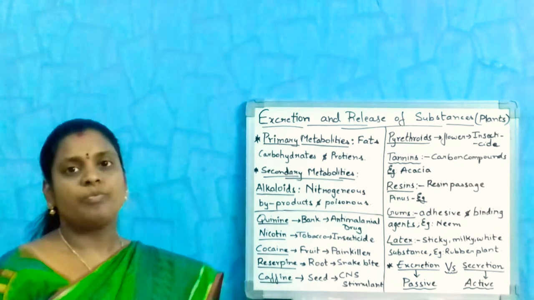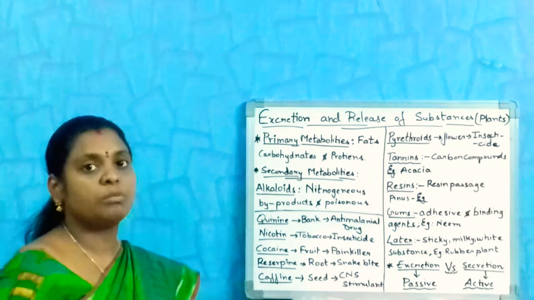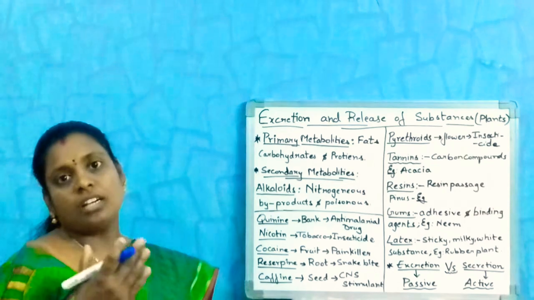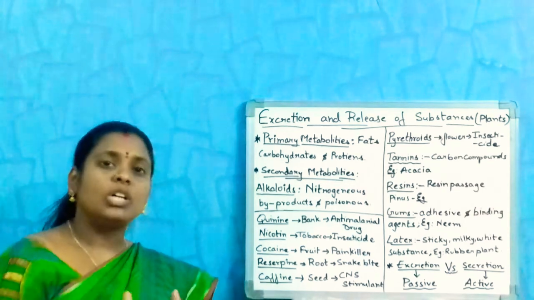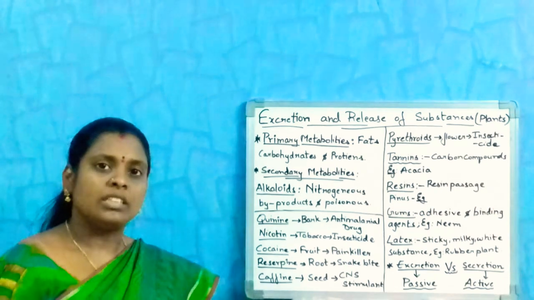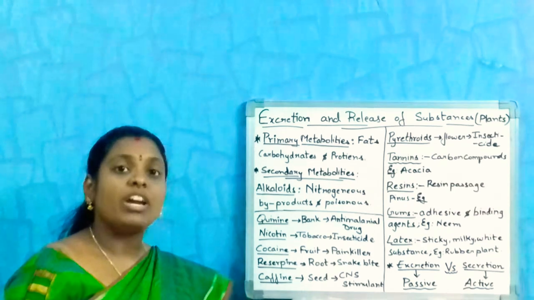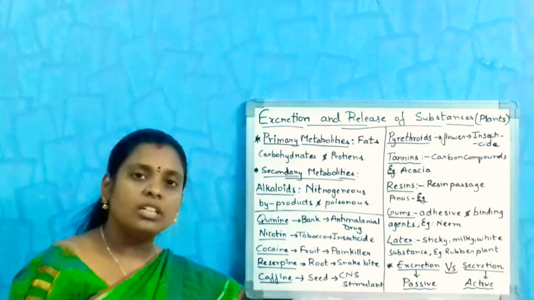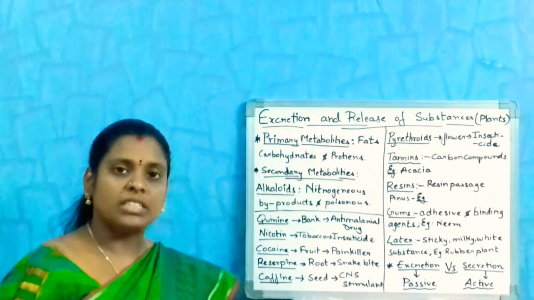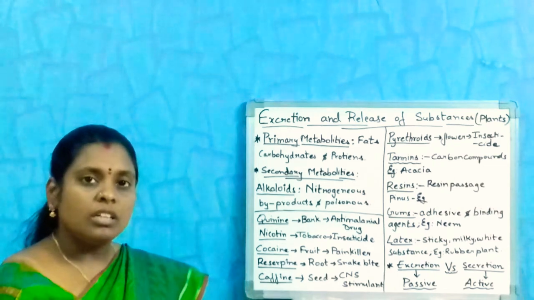Back to our class. Till now we have learned about the excretory systems, meaning the waste which is present in our body is removed through different organs like kidney, skin, lungs, etc. Today in class we are going to learn about excretory products of plants, how the excretory materials are excreted from plants.